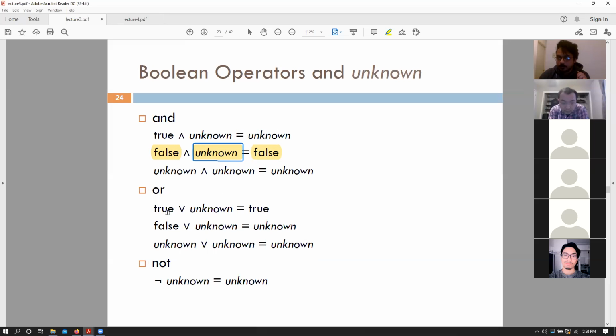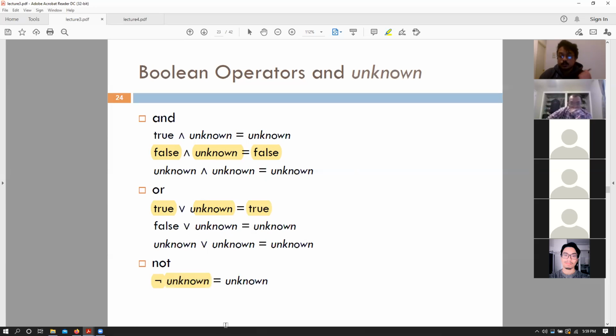Similarly, for the OR operation, remember true or anything else is always going to be true. So that is why for null values, true or anything else is true. Other than that, everything else is still unknown or null. So false or unknown, since it can either be a true or a false: false or true might be true, false or false might be false. So we don't know what the result value is. So false or unknown is unknown.